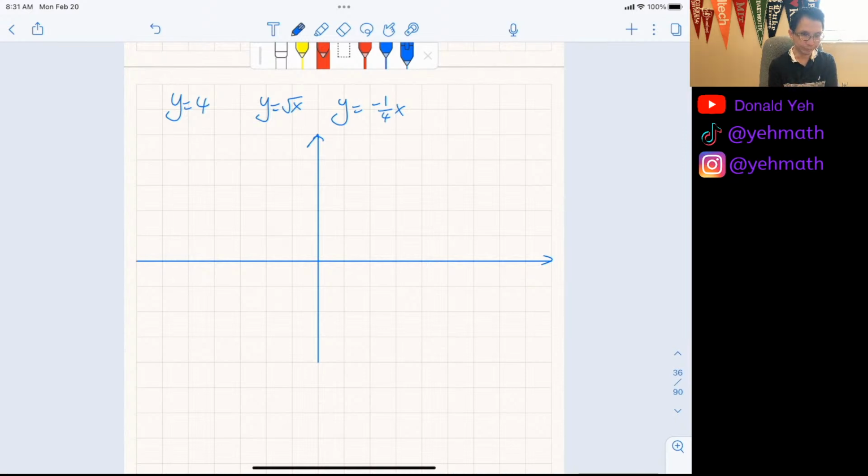Always gotta start with that. I think starting with these is nice. Then y equals square root of x. That's like this, right? No, it's not. Isn't it like this? Yeah. This is more like this.